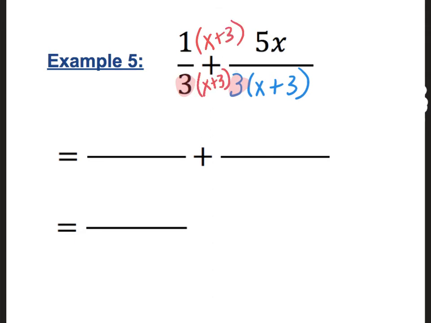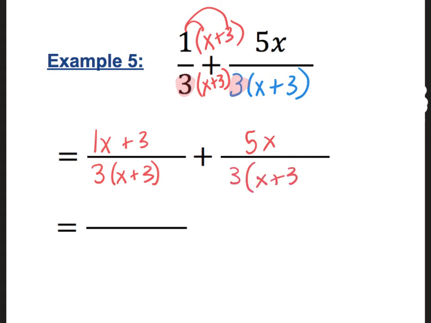When I do that, I'm going to distribute those numbers. So I'm going to do 1 times x, that gives me 1x. I'm going to do 1 times 3, that gives me 3. We don't have to distribute the denominator because they match and we want them to be factored. My second fraction will stay the same, so we're going to do plus 5x divided by 3 times x plus 3. From here, we just need to combine our like terms.